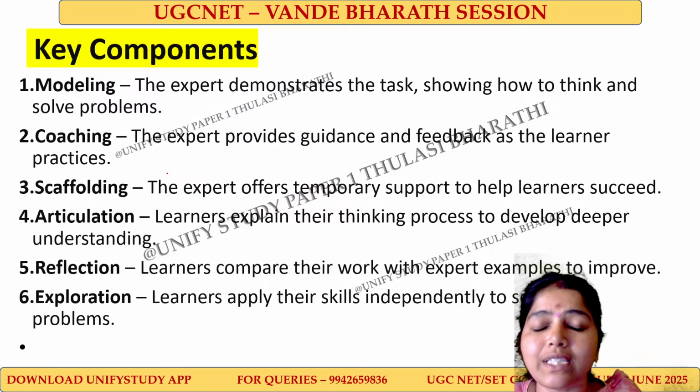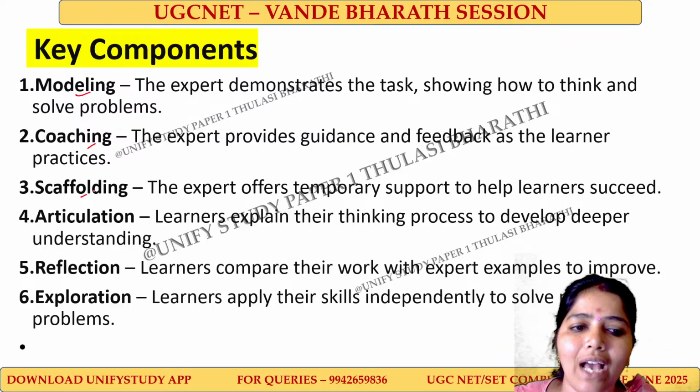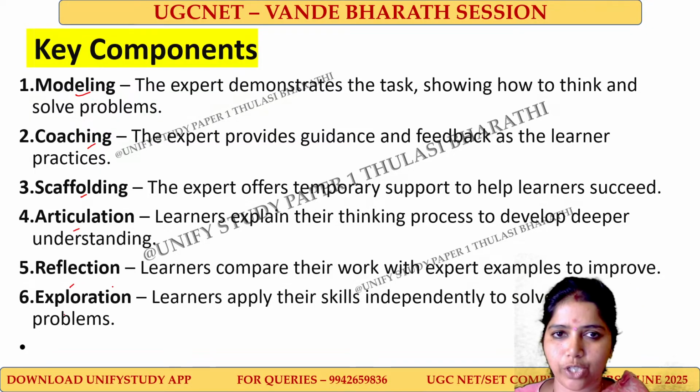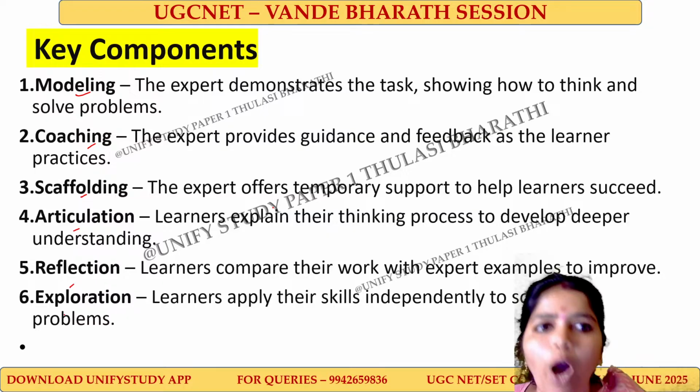These are the six key components of the cognitive apprenticeship model: modeling, coaching, scaffolding, articulation, reflection, exploration. So in modeling, as I have told you before, they will be presenting something, and you will observe that.